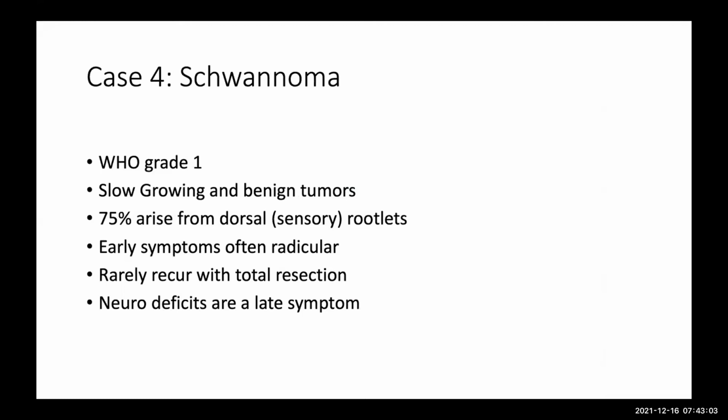In terms of their presentation, they're usually WHO grade 1, slow-growing benign tumors. 75% actually arise from the sensory dorsal rootlets, so you often have early symptoms of radicular pain or radicular type symptoms. They do say there's an association with coughing and Valsalva because of mass effect with CSF flow around the region of the tumor. It rarely recurs with complete resection, and if the patient is presenting with neurodeficits, that is a very late symptom.